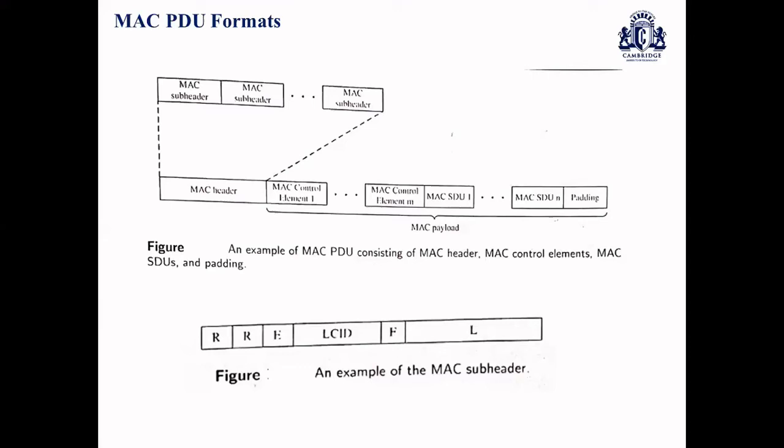The timing advance command indicates the index value and is usually defined with 11 bits. The UL grant, the uplink grant, indicates the resources used on the uplink and is usually 20 bits. The temporary C-RNTI is used by the user entity during random access and has a size of 16 bits. So this completes the discussion of the two formats, the MAC PDU as well as the RLC PDU formats.